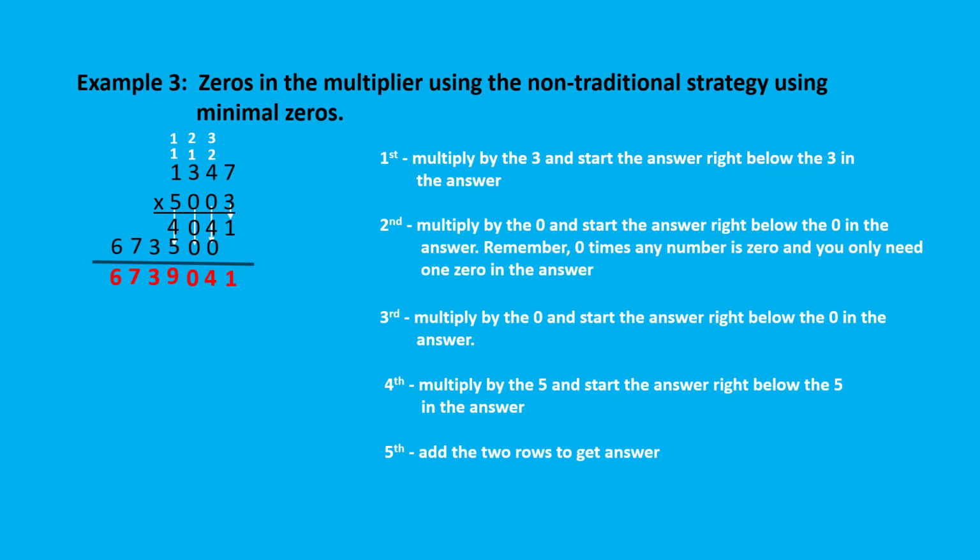In many classrooms, this problem would have 2 complete rows of zeros, and then you'd have 4 rows to add to get your answer. By eliminating, remembering that 0 times anything is 0, and just putting 1 0 in the answer right below the 0 you're multiplying by, it saves you space and time.